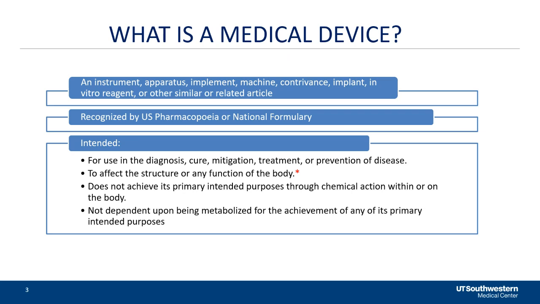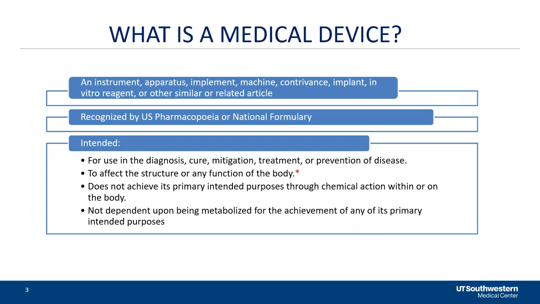Per FDA, a medical device is an instrument, an apparatus, implement, machine, contrivance, implant, in vitro reagent, or other similar related article. An implement is a tool used to perform a job, and a contrivance is a gadget or device that can be used for some particular purpose. An example, while not medical in nature, is think of the blade that's in a blender.